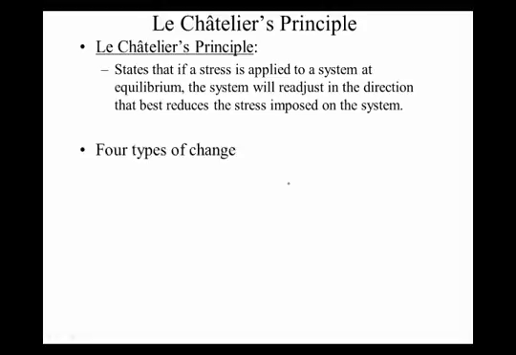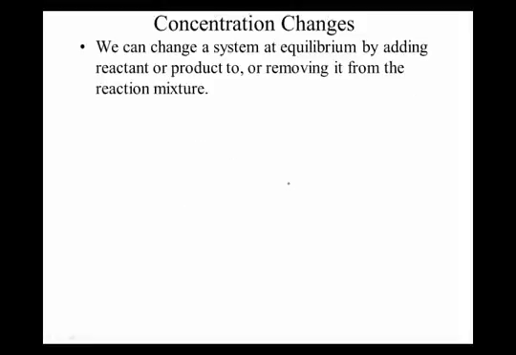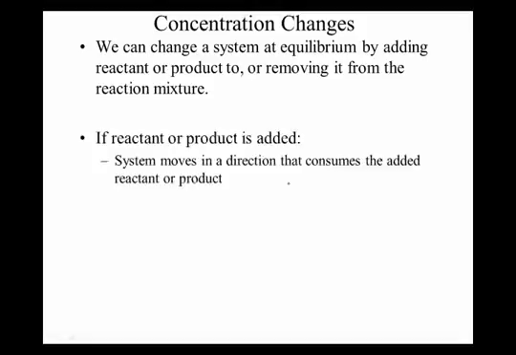There are four types of change: changing the concentration of something, changing the temperature, changing the pressure, and adding a catalyst. So let's talk about each of these in turn. Concentration change. I could either add a product, add a reactant, take away a product, or take away a reactant.